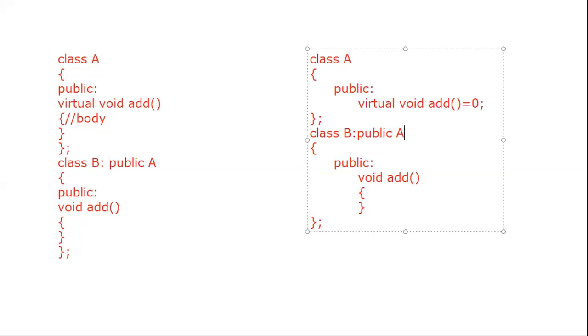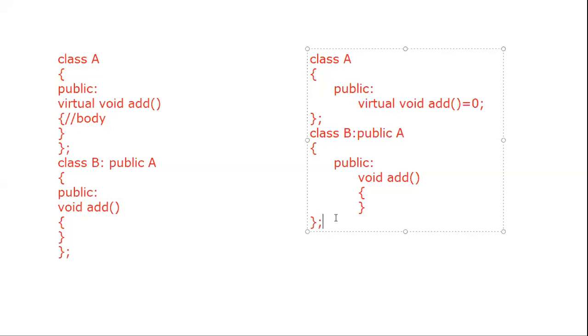Okay, and one more important concept with respect to this pure virtual function. The class which contains a pure virtual function cannot be used to declare an object of its own. So for the class where the pure virtual function is available, we can't create the object of that particular class.